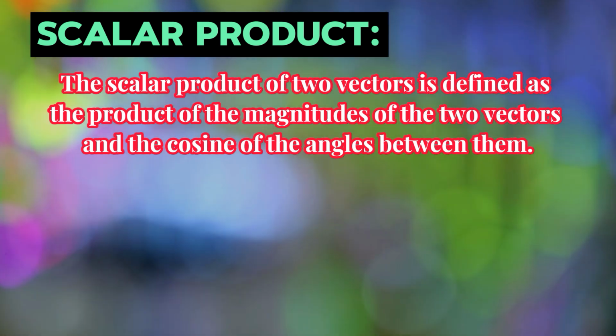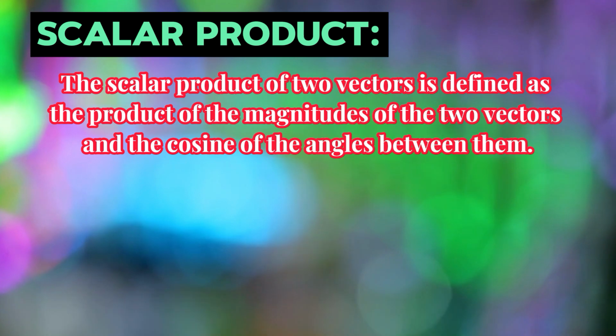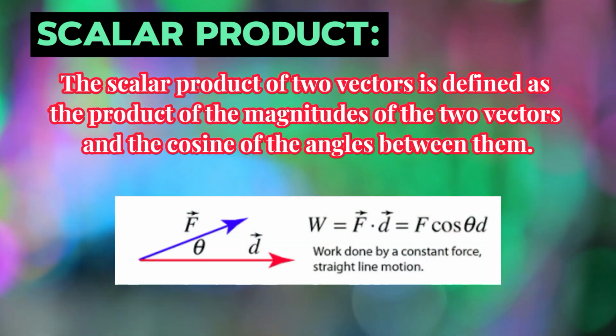The scalar product of two vectors is defined as the product of the magnitudes of the two vectors and the cosine of the angle between them. For example, work is represented as W equals F dot D cos theta.